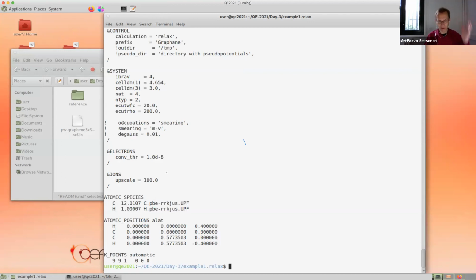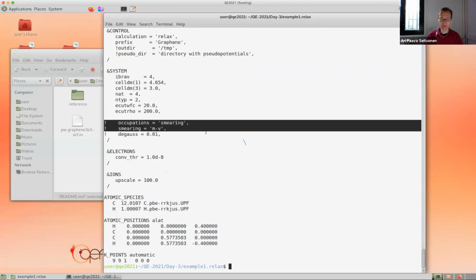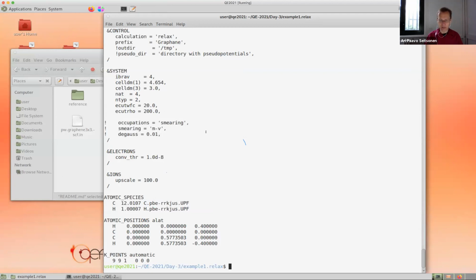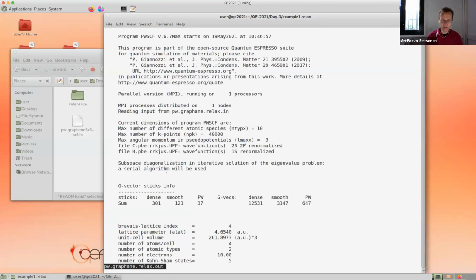If you want, later you can do this. You can plot the density of states and so on. Now, because we are not using the occupations in the outputs, just quickly repeat that.